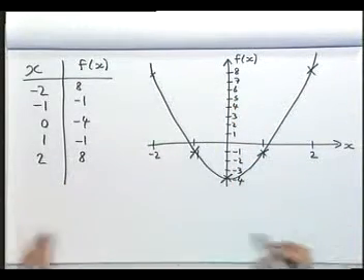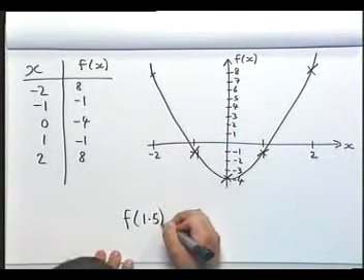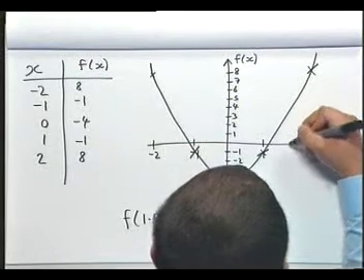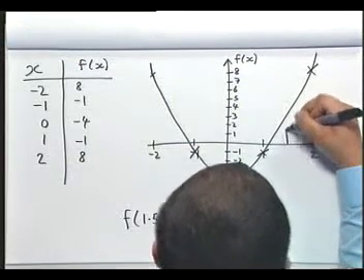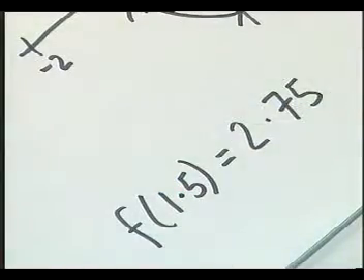But if we wanted to figure out what the output would be when the argument was 1.5, if we follow our line up and across, you can see that that gives us a value between 2 and 3 for the output. And if we substitute 1.5 back into our original expression for the function, you can see it actually gives us an exact value of 2.75.